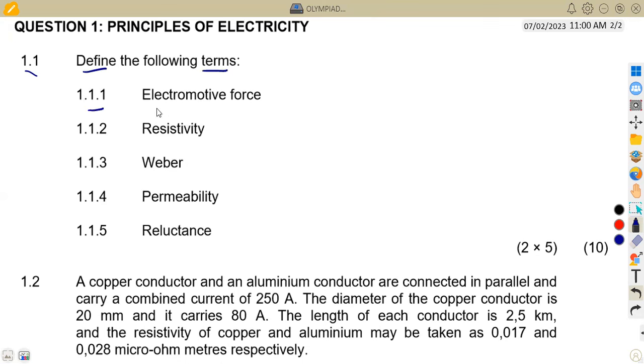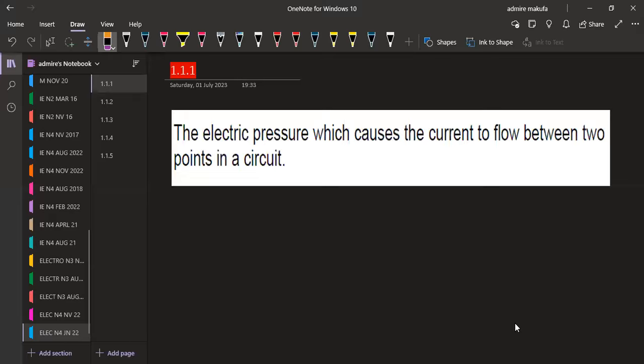In this case, we've got the first part, which is the electromotive force. We described this in the previous class, but let us have this as the electric pressure which causes the current to flow between two points in a circuit. That is what we refer to as the EMF.